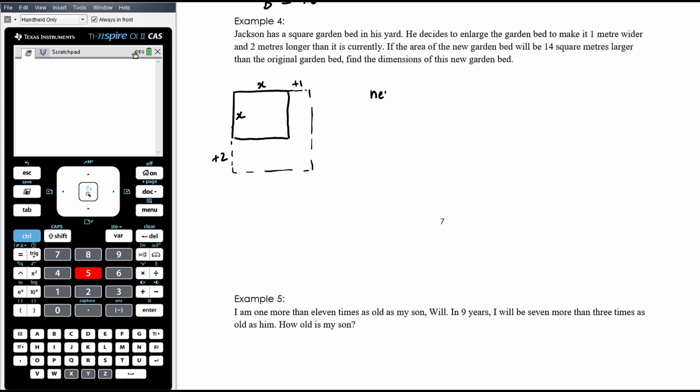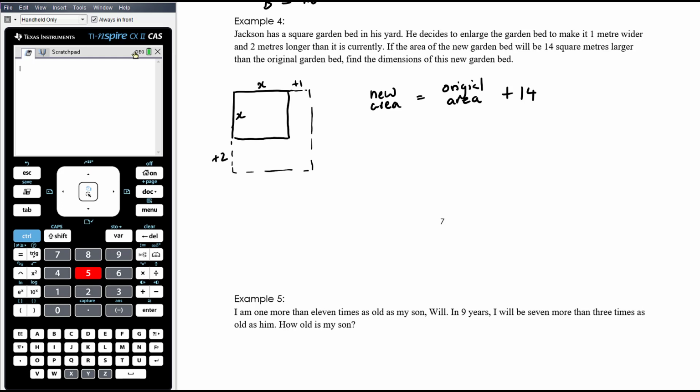Okay, so new area equals original area plus 14. So 14 square metres larger, add 14 square metres onto the original area, and you've got the new area. Can I just be clear about, don't put units in equations, okay? It's very confusing. Is that m squared? Is that algebra? Make sure, obviously, that everything is in the same units, but don't write the units in the equation. Just put the units on the final answer when you get to that point.